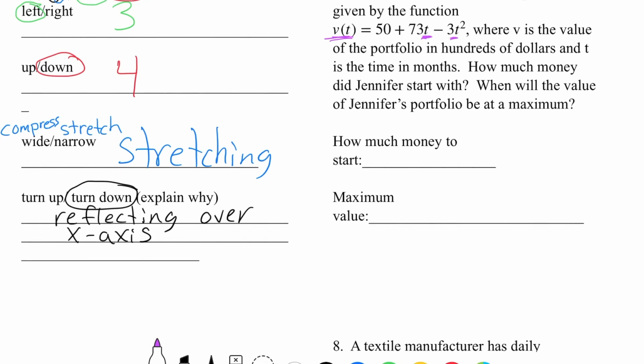So how much money to start? Go to your graph, clear it out. You're going to look for your y-intercept. The reason why you're looking for your y-intercept is because the time is at 0. So your x is going to be 0, your y is 50. So how much money she started with is $50.